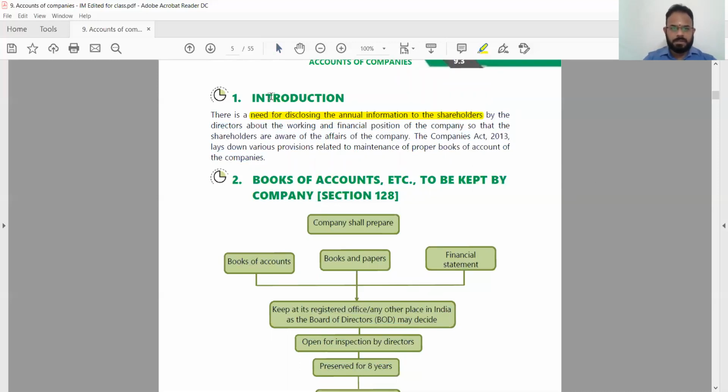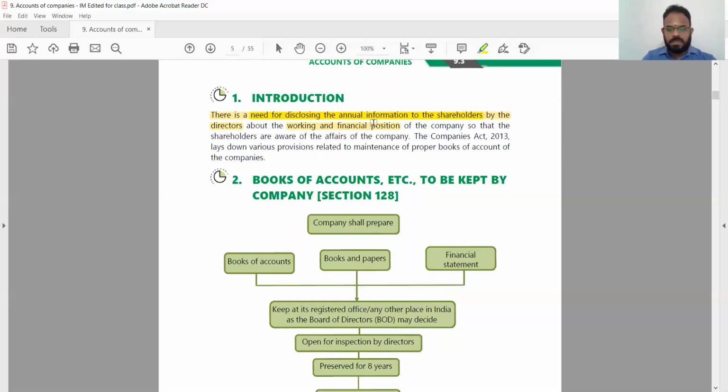Now let's see what this is. There is a need for disclosing the annual information to the shareholders by the directors about what? About the working and financial position of the company. Indirectly, they are talking about how the whole affairs of the company have to be understood. How will you know the whole affairs of the company? To prepare something called books of accounts.